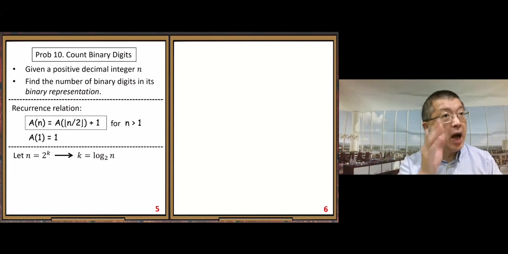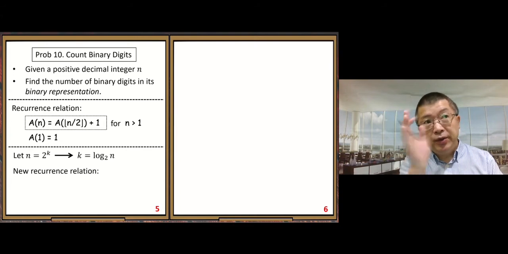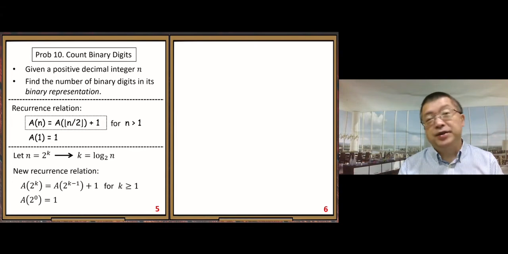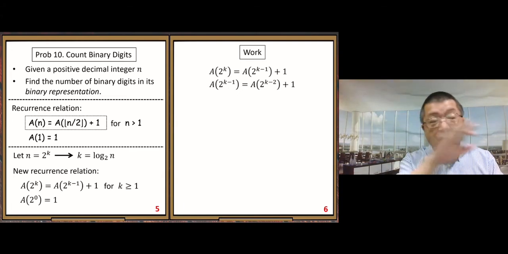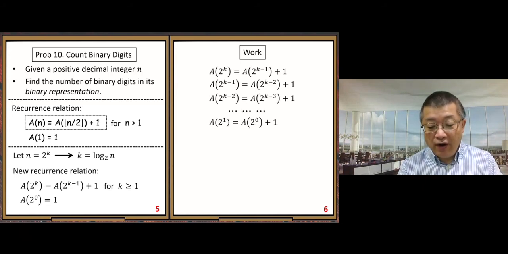Then k equals log base 2 of n. In the new recurrence relation, we use k. So now we need to find the answer. Let's do the work. We list all the possible equations when we do the problem size reduction, divided by 2, because we have a nice representation when we do division by 2. So we have all these equations.